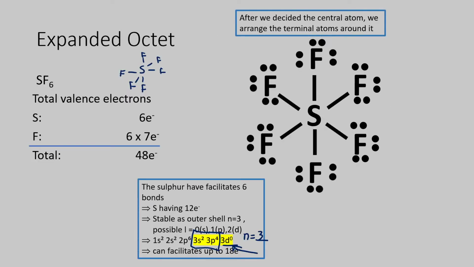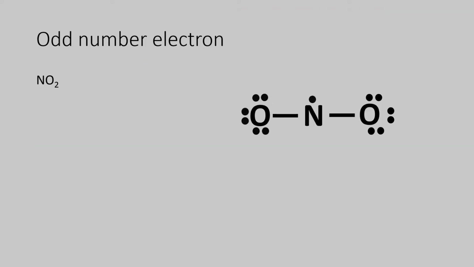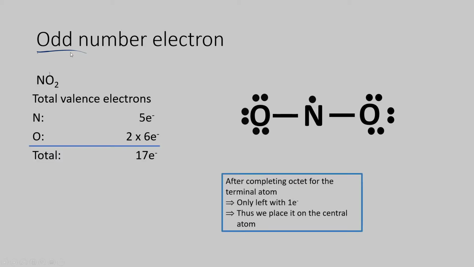Okay, and now last one is odd number electron. So odd number, as dia punya name, is having an odd number lah. One way untuk spot odd number electron, bila you dah total pun dah odd, so most likely akan odd lah. You buat macam biasa, sambungkan and then susun dekat luar, and you just will left with one electron. One electron, you have no choice untuk letak dekat central atom. So that's it.